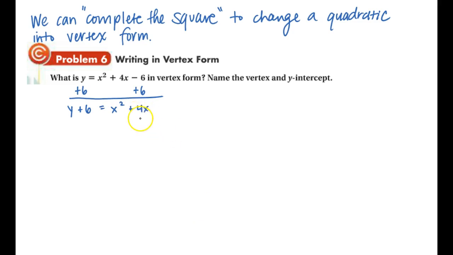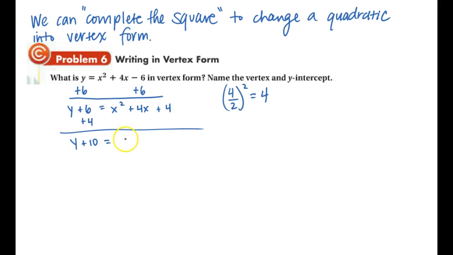So we want to take the b value, which is 4, take the b, half it, and square it. And that is equal to positive 4. So we want to add 4 to both sides. So plus 4 plus 4. So now we have y plus 10 equals x squared plus 4x plus 4.